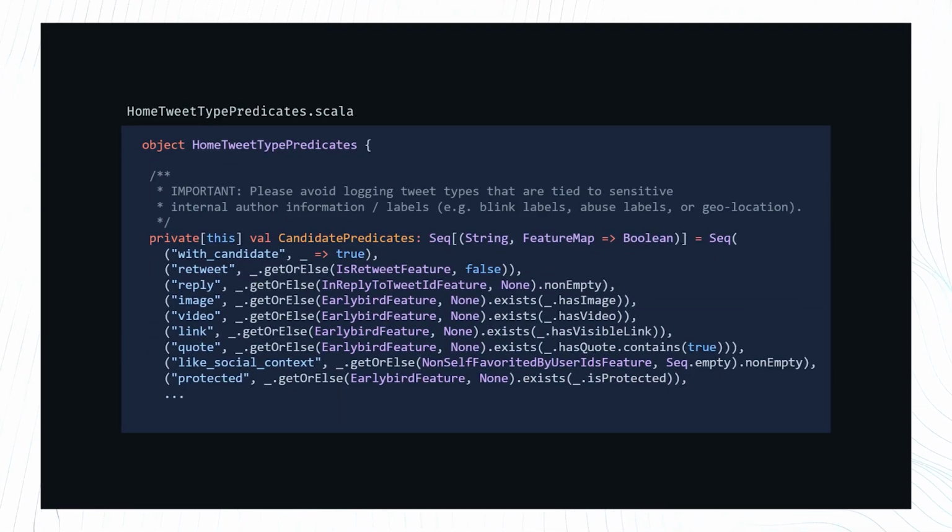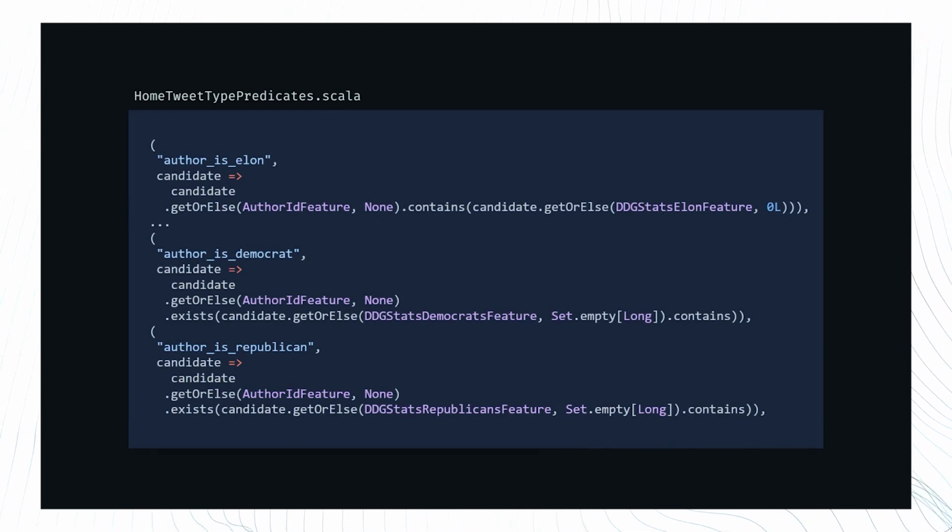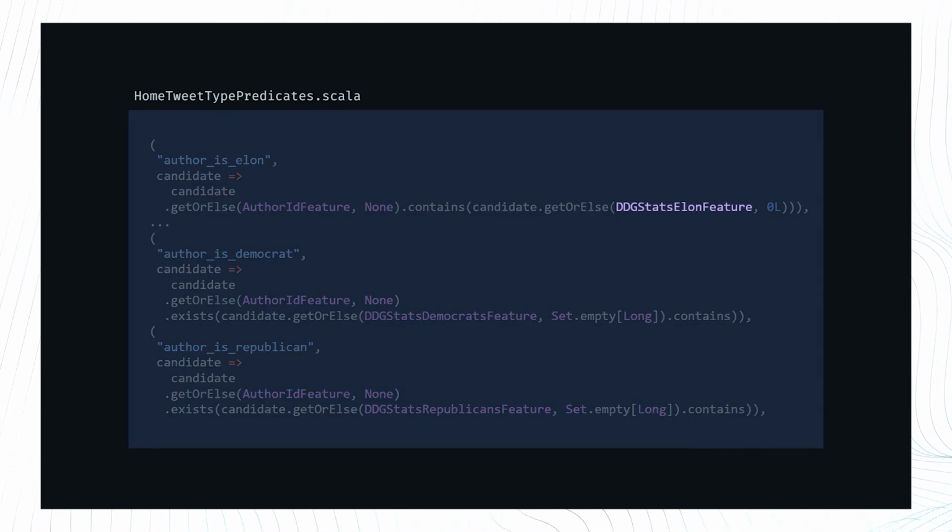The string author is Elon appears in this file. It lists a bunch of signals that can be applied to a tweet. The author is Elon signal references a class called DDG stats Elon feature.